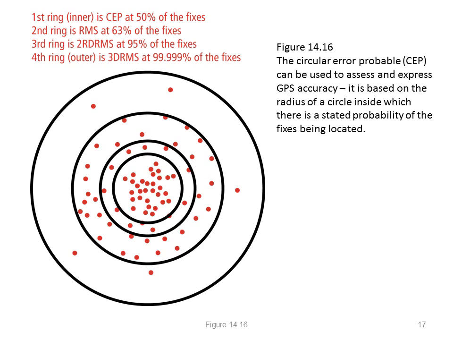This shows the concept of the circular error probable that may be used to assess and express GPS accuracy. It is based on the radius of a circle inside which there is a stated probability of fixes being located. And as you get more experience with GPS data collection, you'll learn more firsthand how the systems work and how data are collected and how to be aware of error sources and accuracy. And that concludes this section of the lecture files.